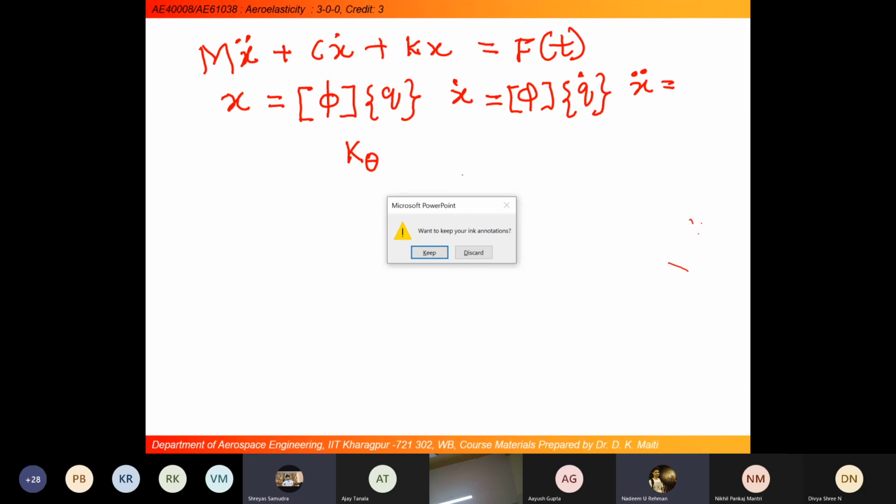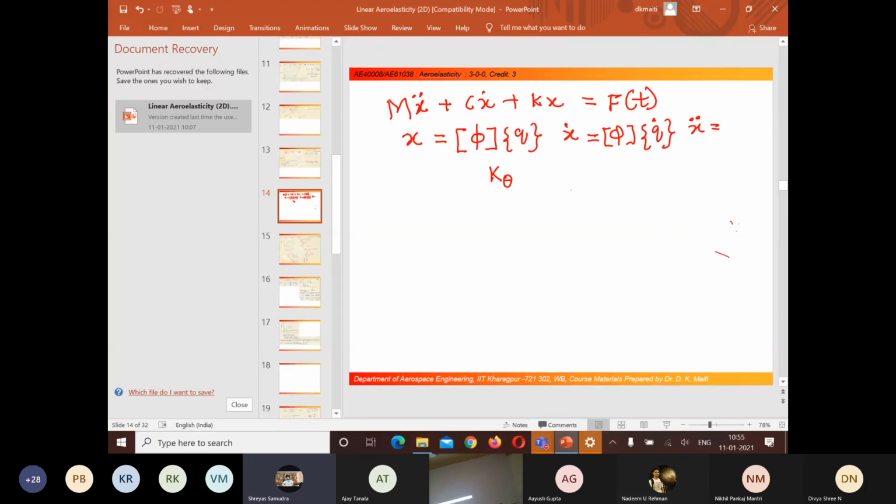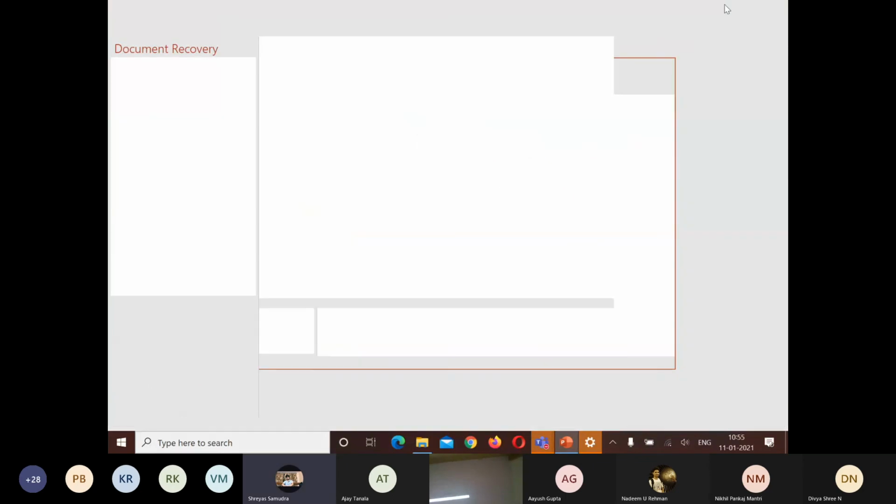Sir, can you please upload these notes in MS Teams? Actually, I was trying, but I could not convert into PDF because the file size is very big. That's why I'll be uploading today itself. Okay, sir.